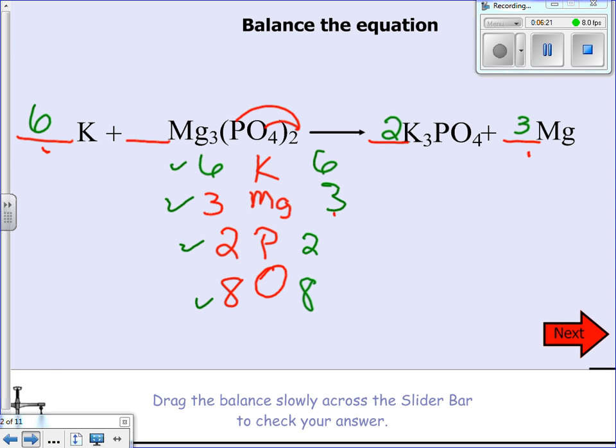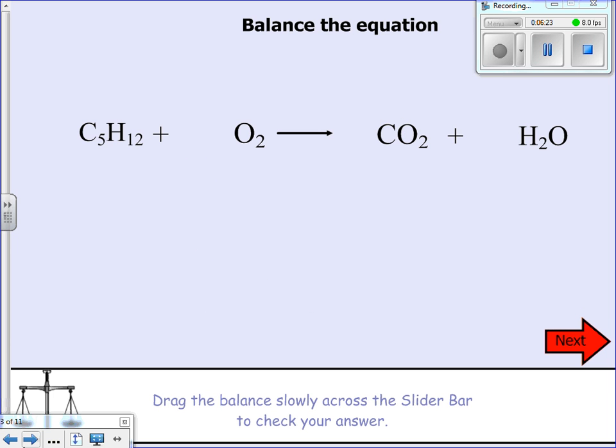The next sample problem. C5H12 plus O2 yields CO2 and H2O. Again, all we can do is write numbers in the blanks.